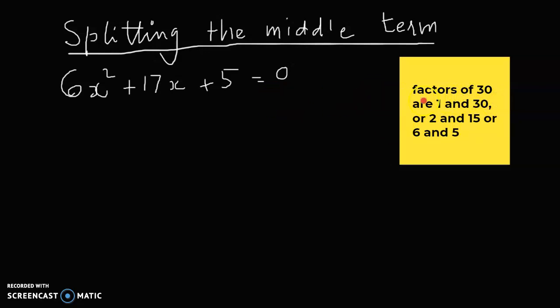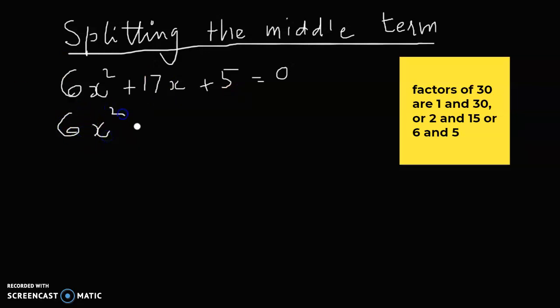And the factors of 30 are 1 and 30, 2 and 15, 6 and 5. 1 30s are 30, 2 15s are 30, 6 5s are 30. So the best would be 2 and 15, because 2 and 15 when you add, you get 17. So this is the best we have.